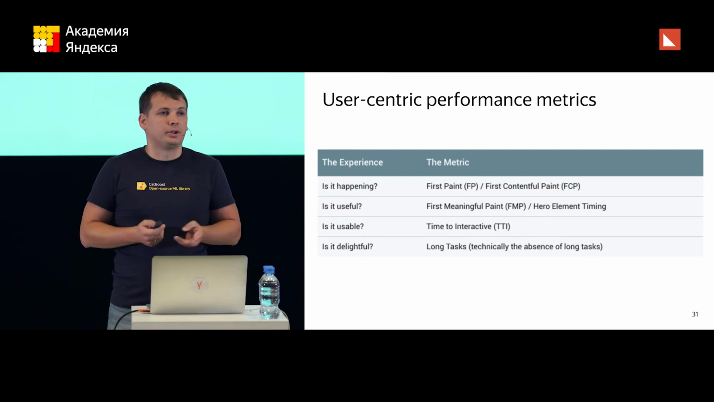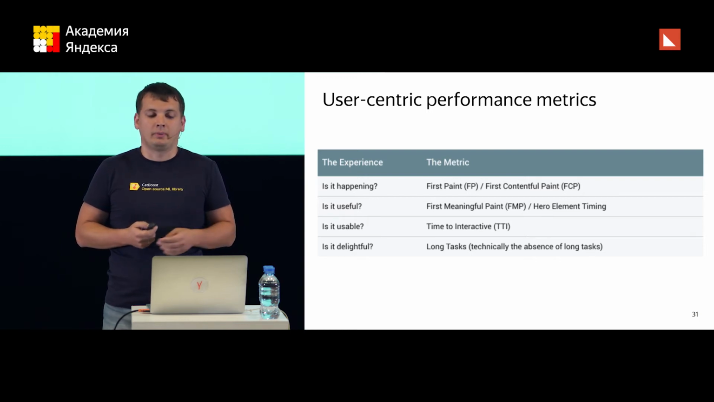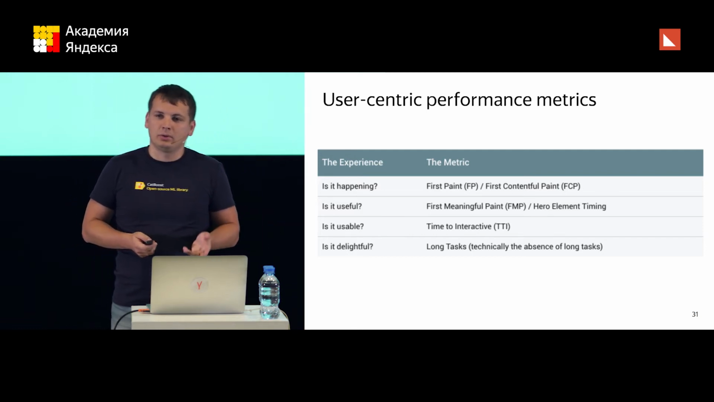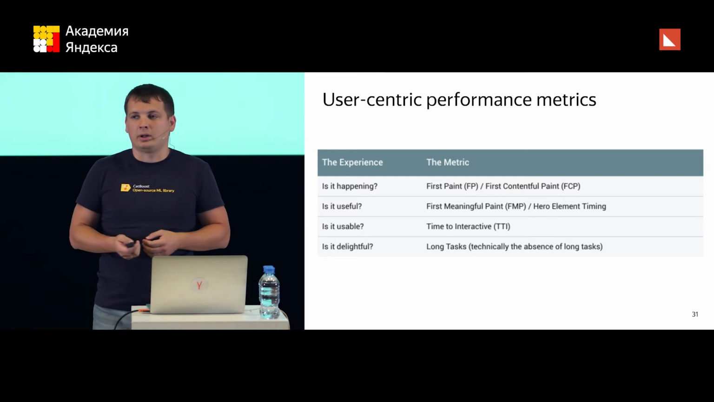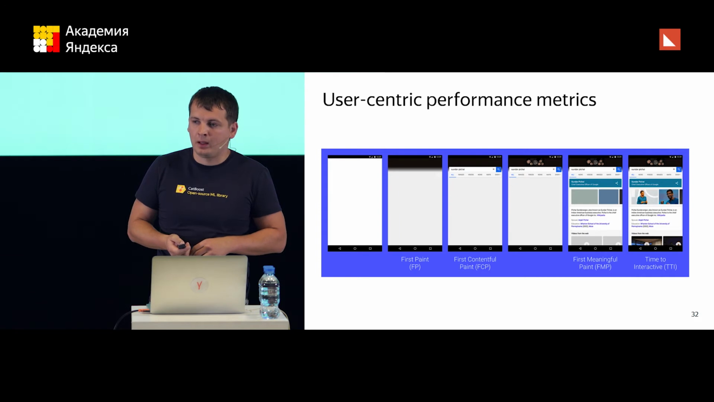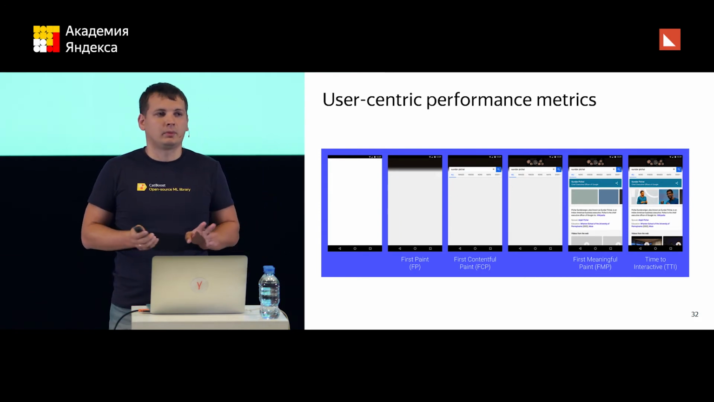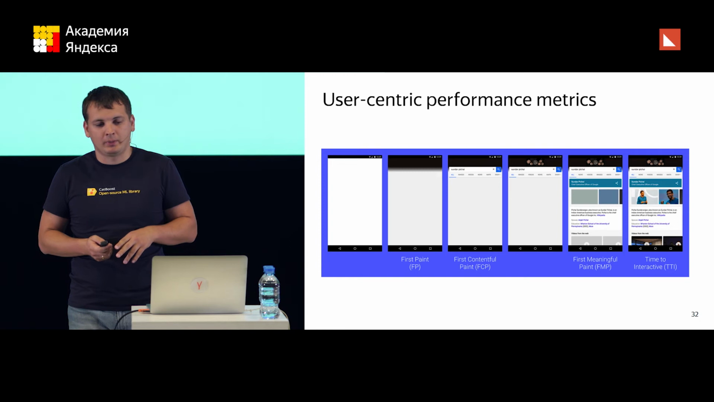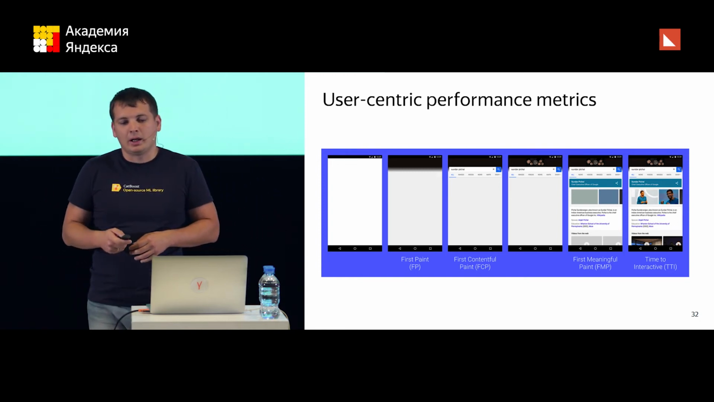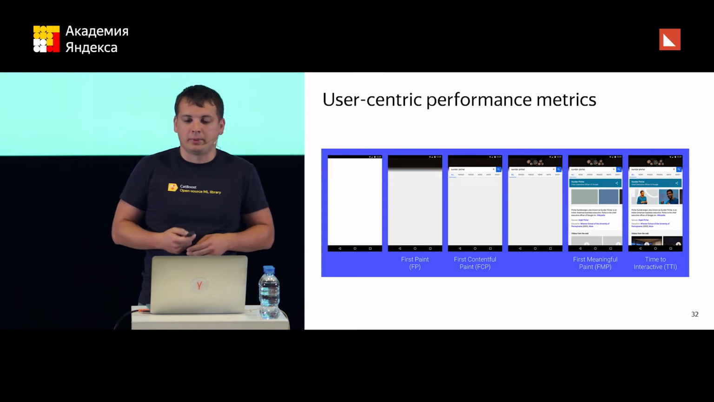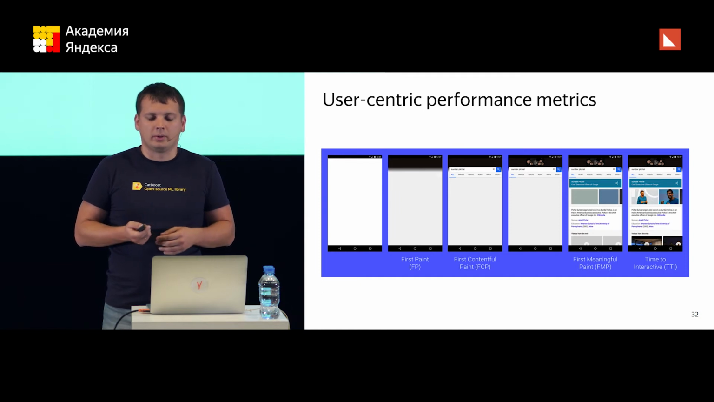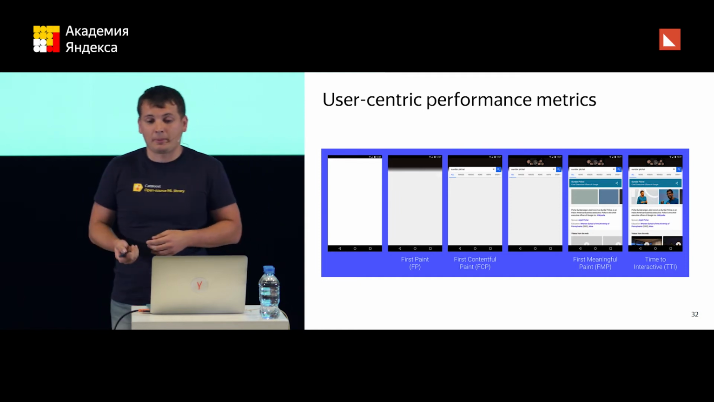What experience do we need to measure? They suggest the following. Did something happen on the page? Is it useful? Is it usable? And is it delightful? It's better to see it in the timeline. There's nothing at the beginning. Then something was painted. After that, something meaningful was painted. And at last, the page became usable, became ready for interaction.